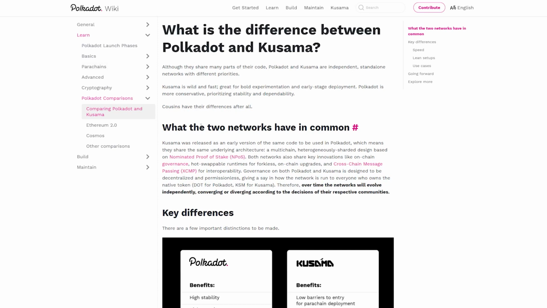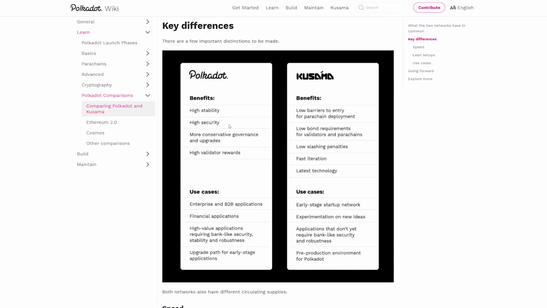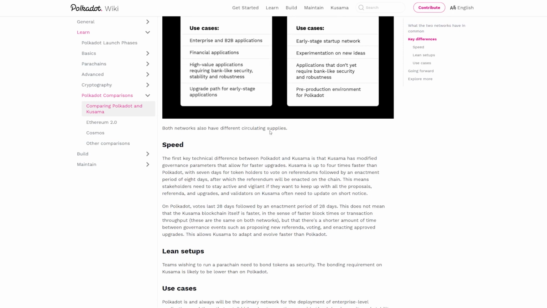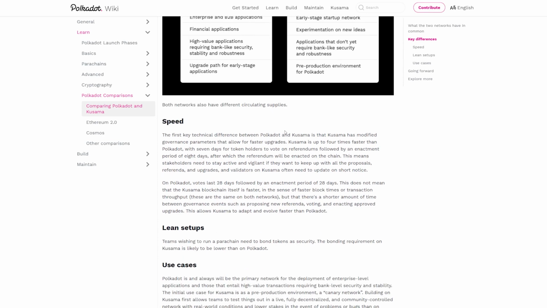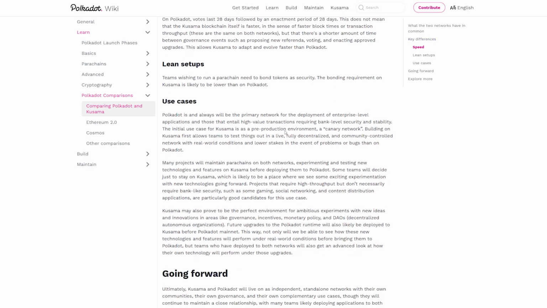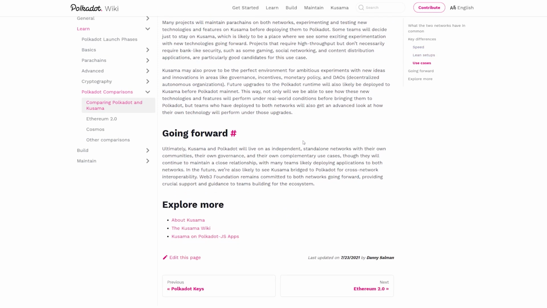On Kusama, the vote on referendums lasts 7 days with an enactment period of 8 days, while on Polkadot, the vote lasts 28 days, followed by an enactment period of 28 days. This does not translate into faster block times and transaction throughput, as they are the same on both networks, but into a shorter amount of time between governance events and enacting approved upgrades. This is what makes it possible for Kusama to adapt and improve faster than Polkadot.